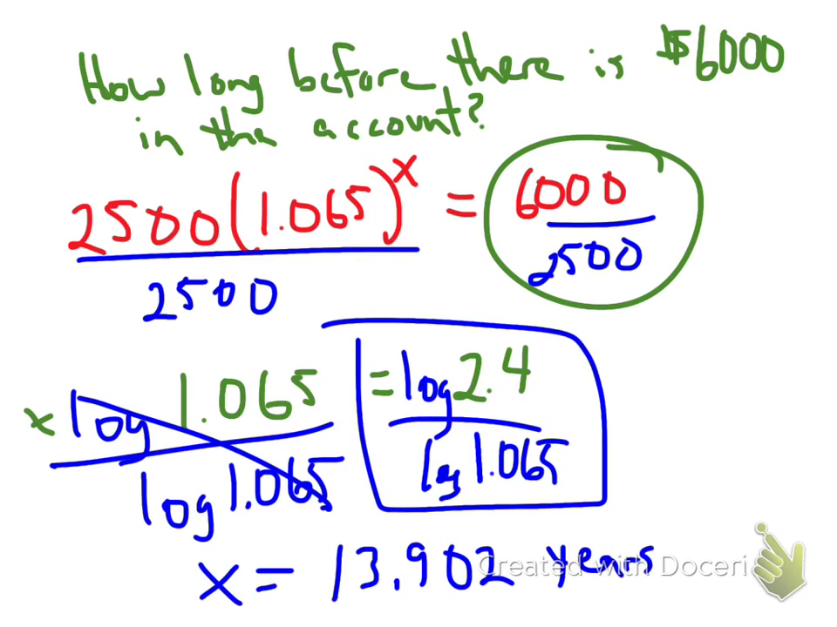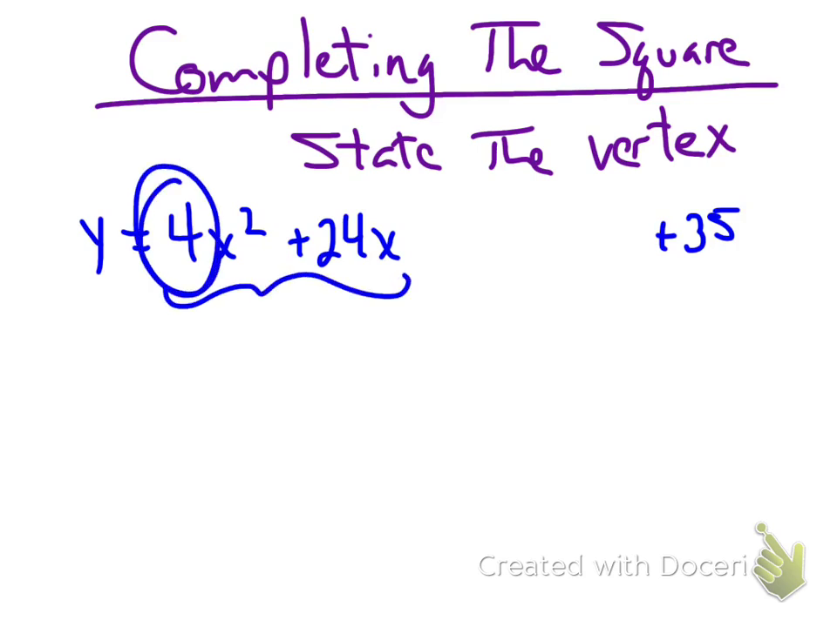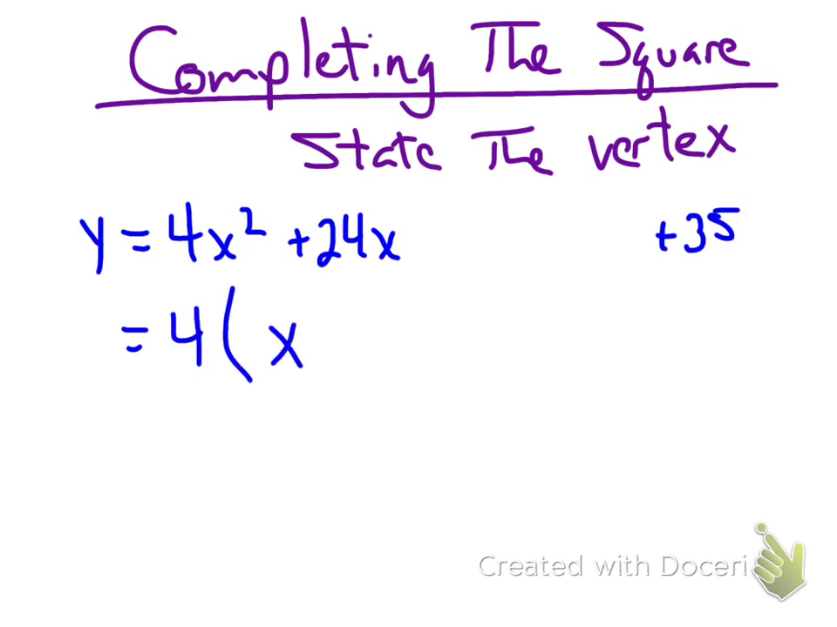And the last problem that we're going to work on, completing the square and state the vertex. So go ahead and pause that. Okay, if you remember everything I've done this year, when I do these, I get rid of this positive 35, my constant term. I always push it off to the side, and I don't worry about it right now. I want to look at these. I need to get my leading coefficient factored out. So that 4, I want to factor out of both those terms. So I'm going to have 4(x squared plus 6x) plus 35.